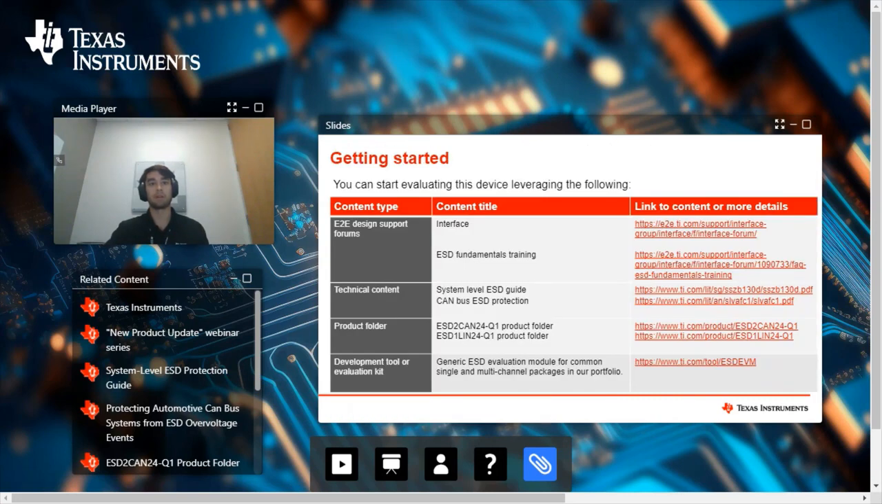And down here is a link to one of our ESD EVMs. And this is going to support most of our single and multi-channel packages, so you can do your own ESD testing.